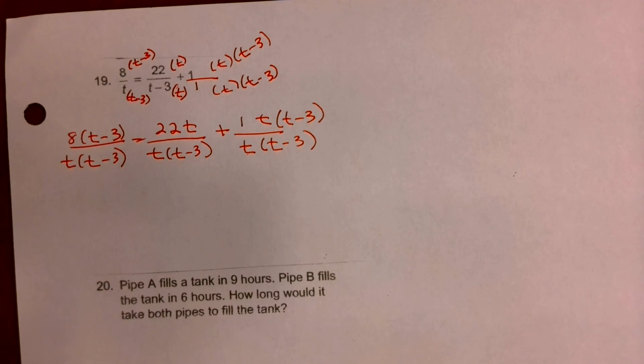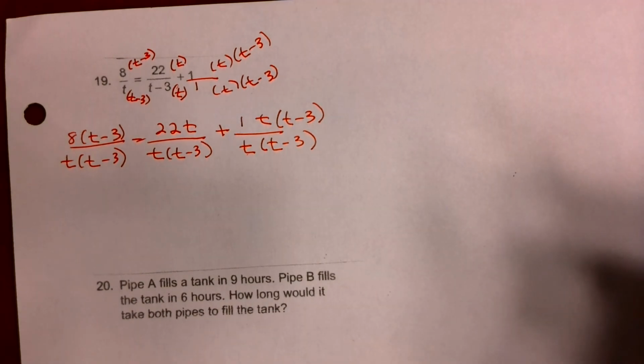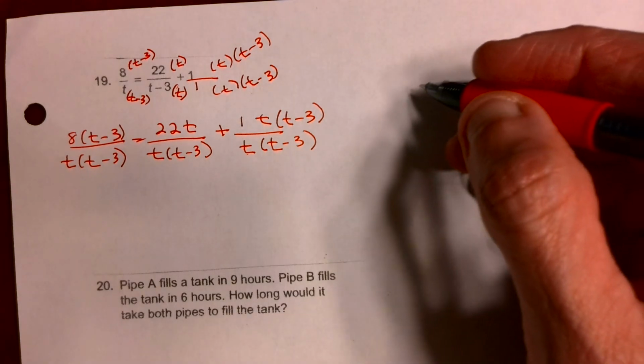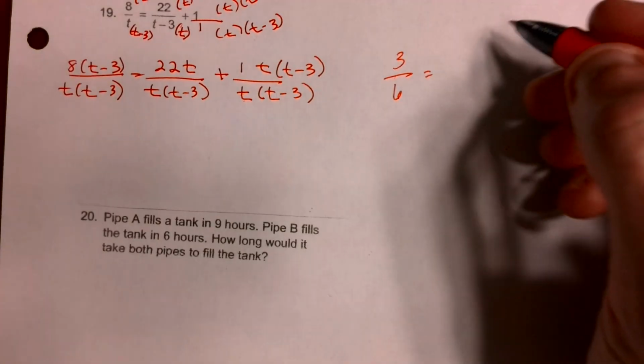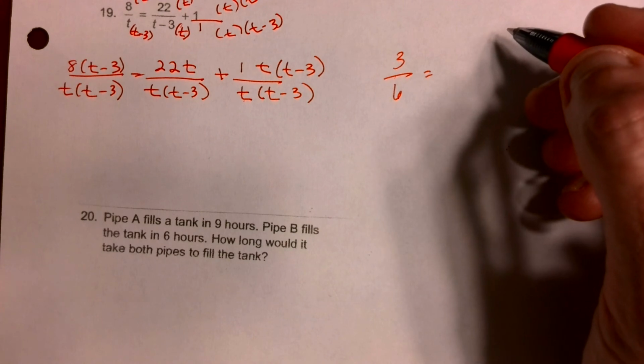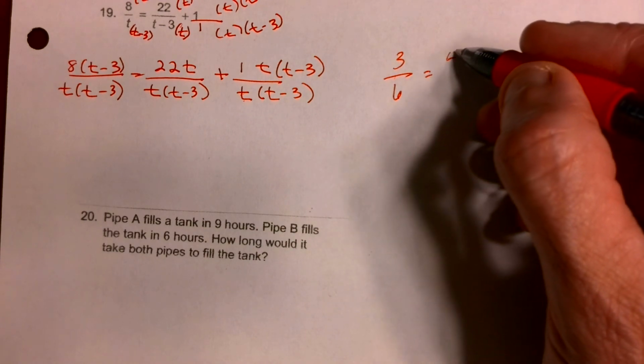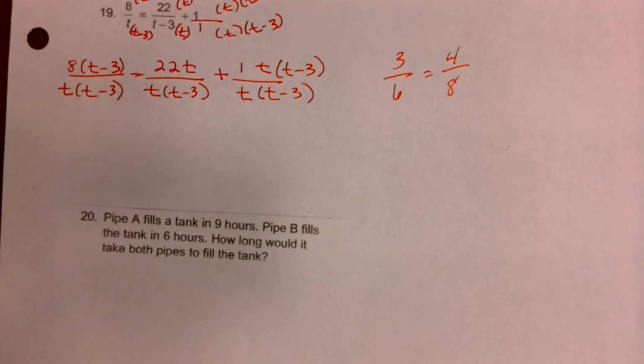Okay, so the bottoms are all the same. So you can now take all the tops and set that whole top part equal to it into one equation. It's kind of like if you had 3/6 equal 4/8. Okay, you guys know those are equal.